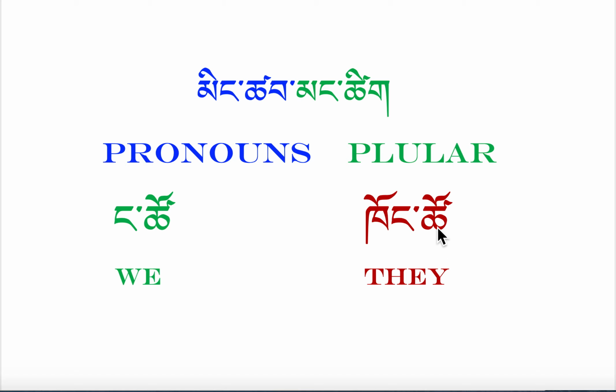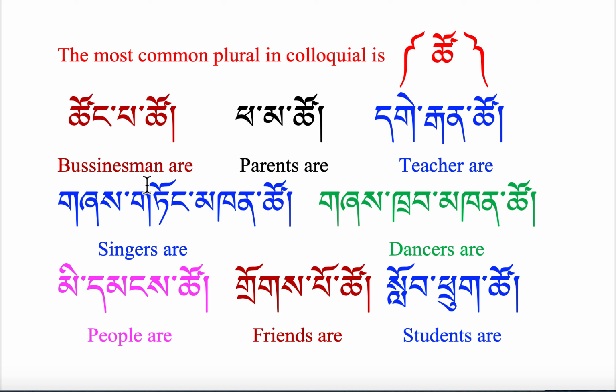Let's talk about the Tanarutsu. So, I have here Tanarutsu. This Tso is added after any nouns. Like I have here: businessman, parents, teachers, singer. So I add Tanarutsu, and it becomes plural. Just simply adding the Tanarutsu makes it plural.